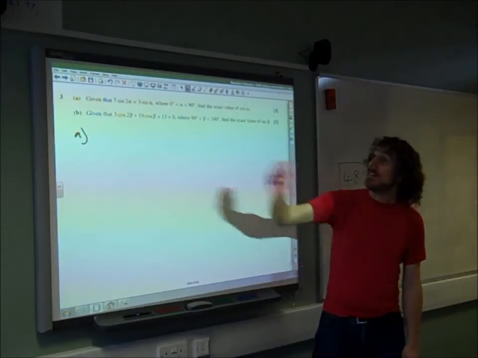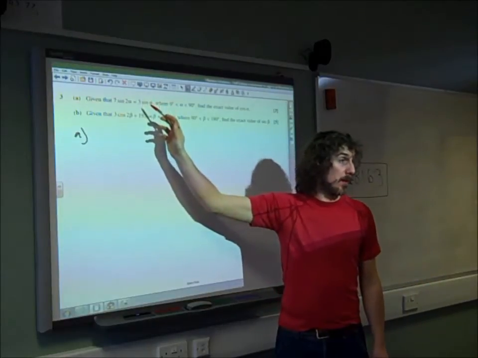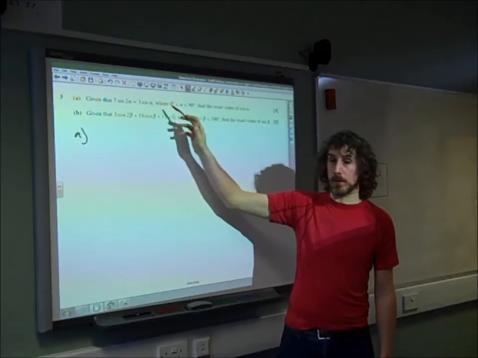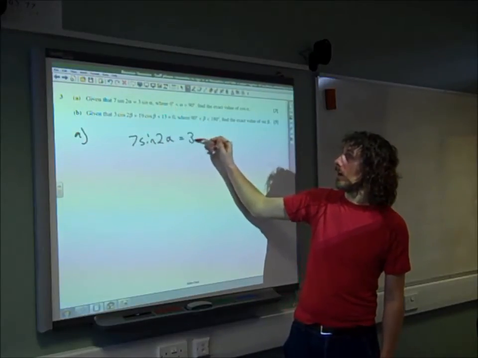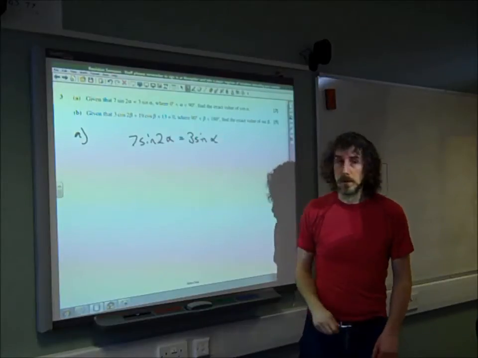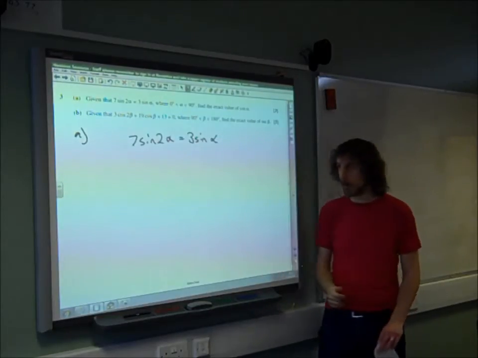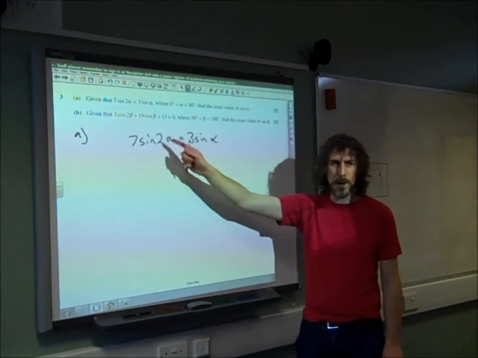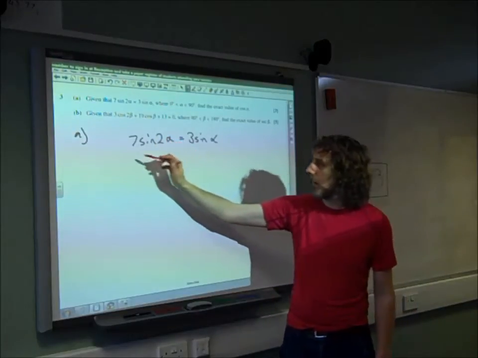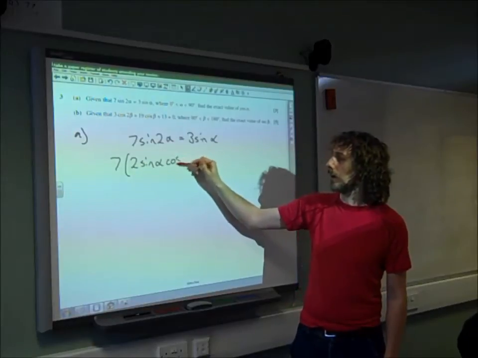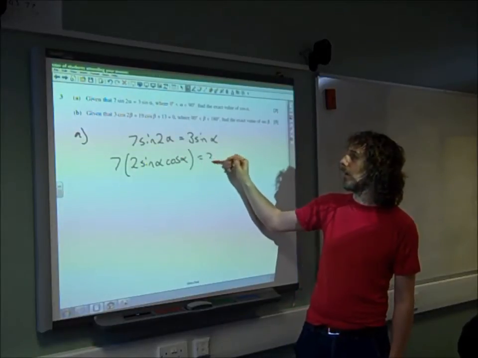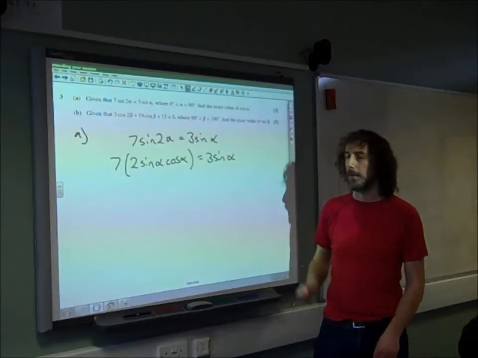Well, we need to get these two things in terms of the same thing, don't we? So we're starting with 2 alpha over here and alpha over here. Remember this list of identities that we've learned, that we can now come out with at any time because we've made sure we know them. And sine 2a was one of those identities. It said that sine 2a was 2 sine a cos a. So 2 sine alpha cos alpha is 3 sine alpha.